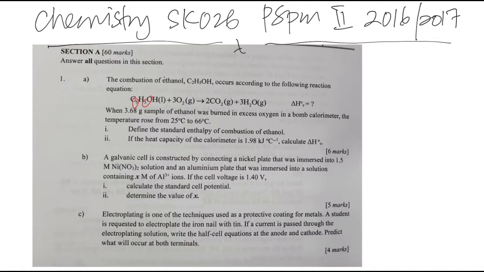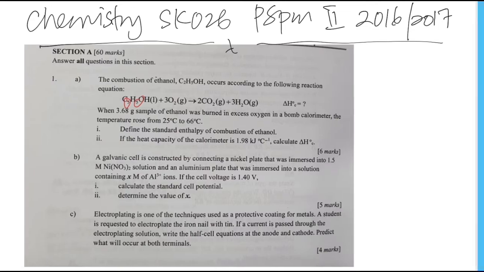So the question sounds, when 3.68 gram sample of ethanol was burned in excess oxygen in a Bohm calorimeter, the temperature rose from 25 degrees C to 66 degrees C. Define the standard enthalpy of combustion of ethanol. Okay, we have to define. So question 1, A1.